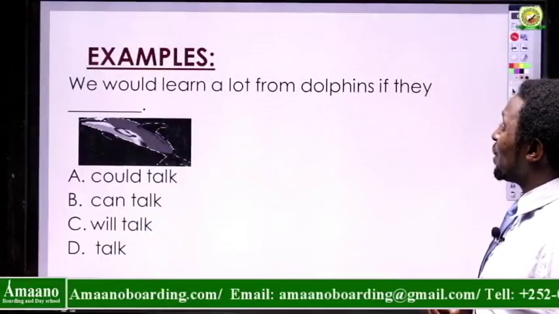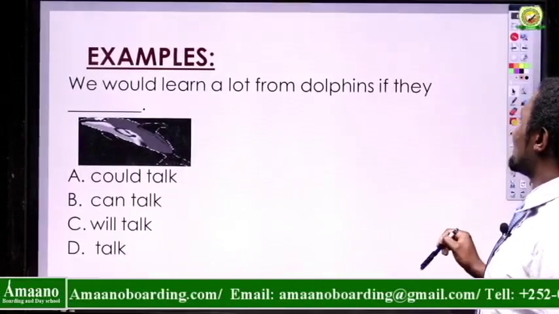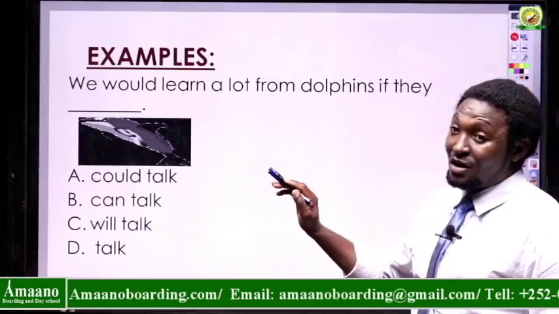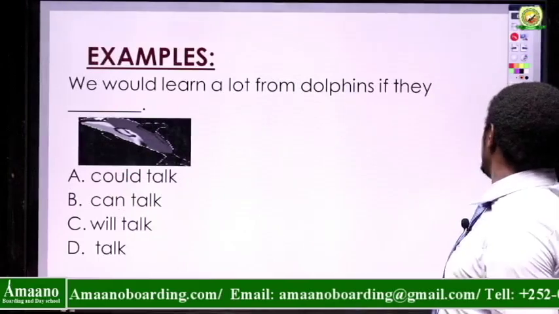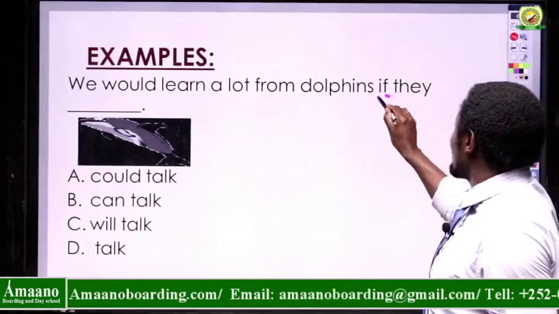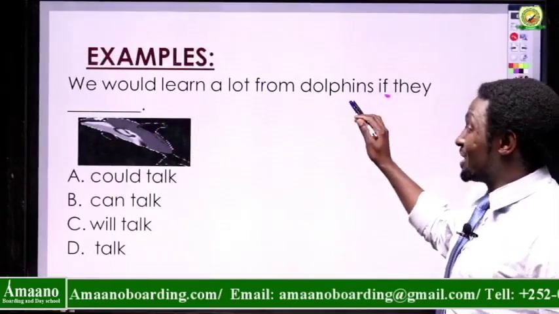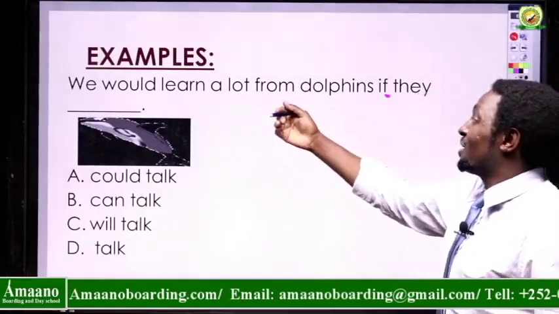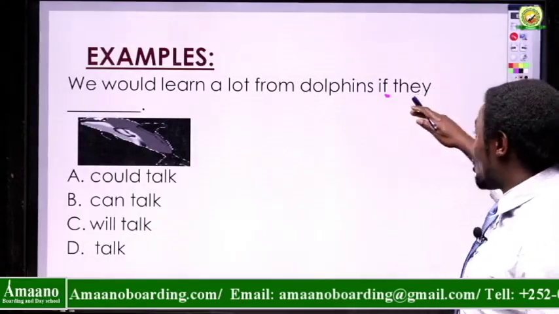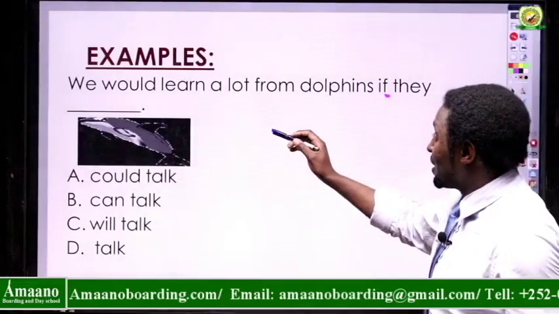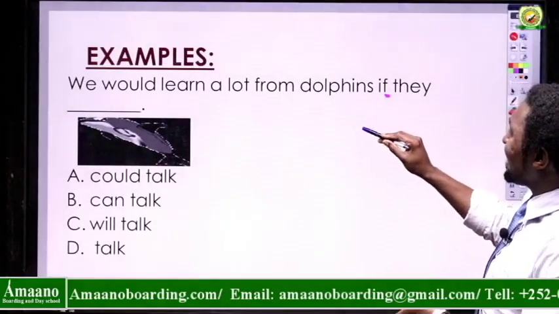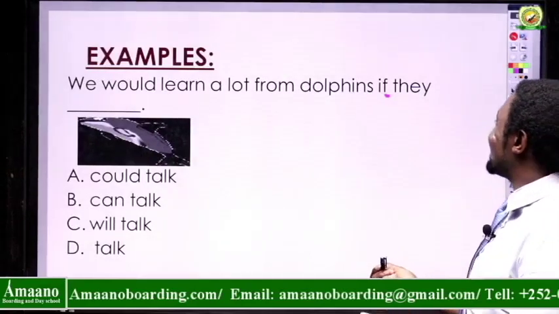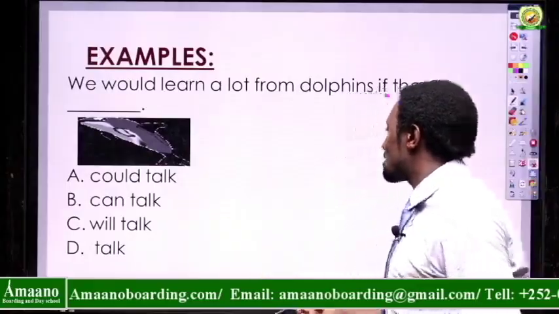Now this is an example. We would learn a lot from dolphins if they could talk. If they could talk. Now look at this sentence. We did not begin with the if clause, and that is why there is no comma. So if you begin with the second part, which has would and a verb, then we don't need to use a comma. So, we would learn a lot from dolphins if they could talk.